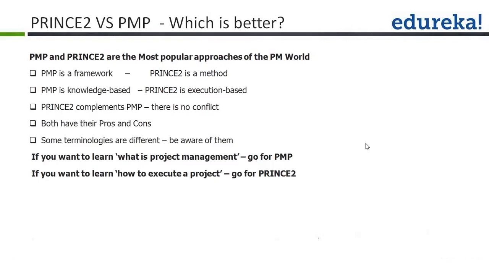Now, if you talk about principles, the practices such as continued business justification, learn from experience, defined roles and responsibilities, manage by stages, manage by exception, focus on products, tailor to suit the project environment, all these 7 principles are good practices or guiding obligations that a project must follow. The principles cannot be tailored. Whereas themes are like knowledge areas to be considered.